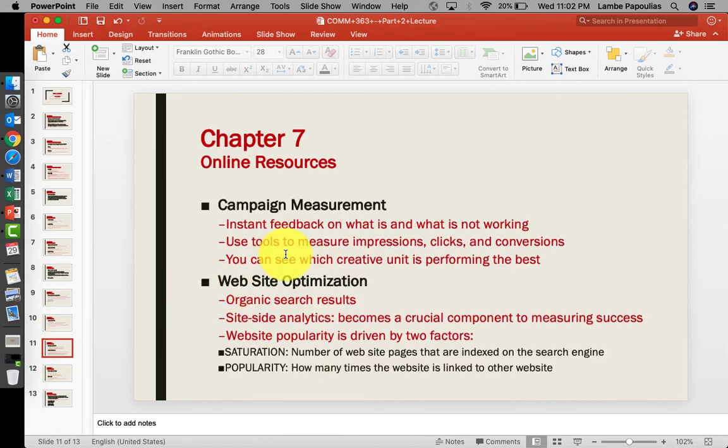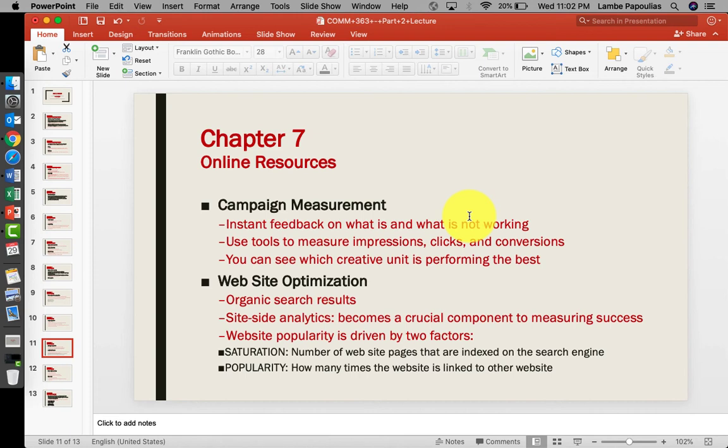Then you have your campaign measurement. This is instant feedback on what is and what is not working. You use tools to measure impressions, clicks, conversions. You can see which creative unit is performing the best. For example, if I have a Facebook campaign going on where I'm running 5 different advertisements at the same time, if I see that one of my advertisements is not working well, I can alter it.